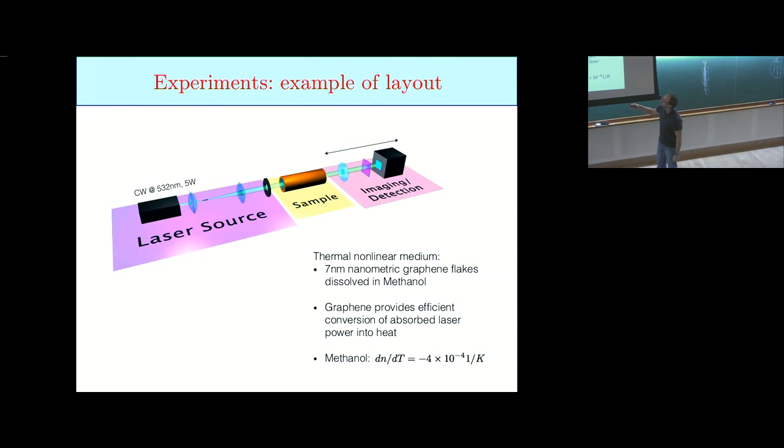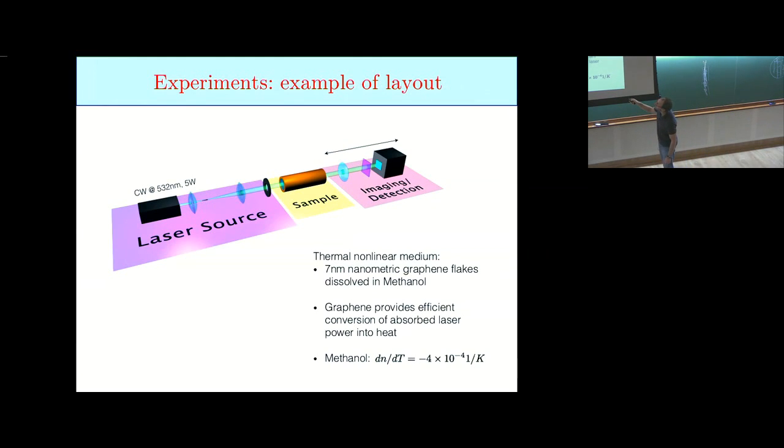You just shape the beam, try to clean it a little bit, and then send it through your sample. Then you have some imaging system, some filters, and you image directly the profile of your beam that exits the output facet over here.